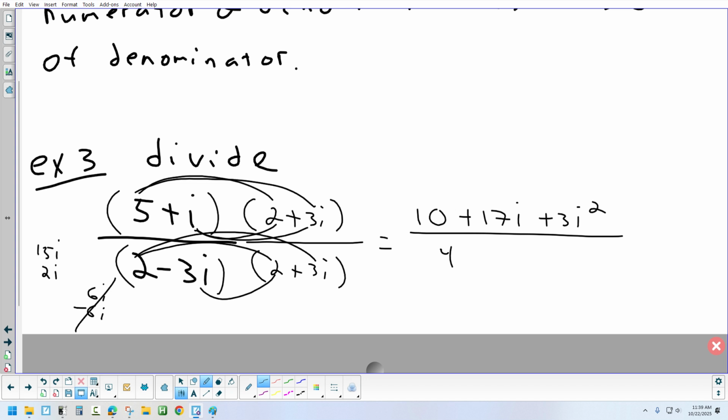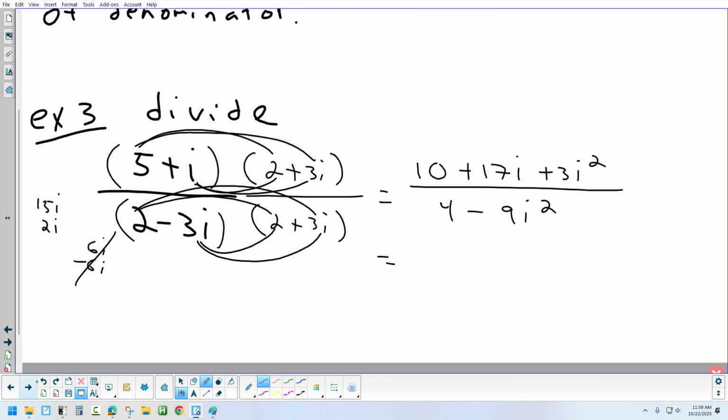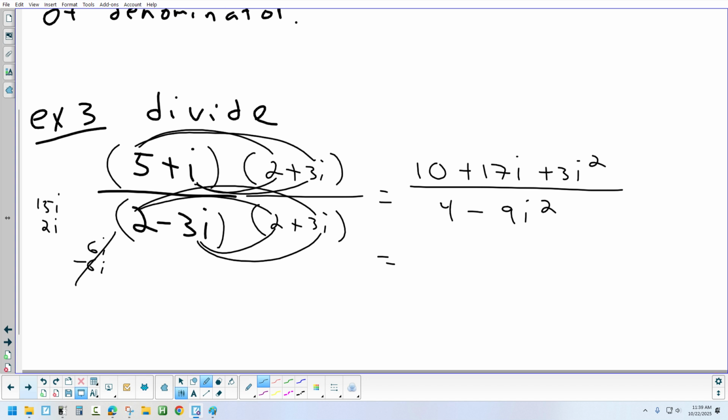Though that always happens. Right? Whenever you multiply conjugates, those two are going to cancel each other out. And now we have negative 3i times 3i. What's that? Negative 9i squared. Yep. And now, everywhere we have an i squared, we have to change that to negative 1. So we have 10 plus 17i.